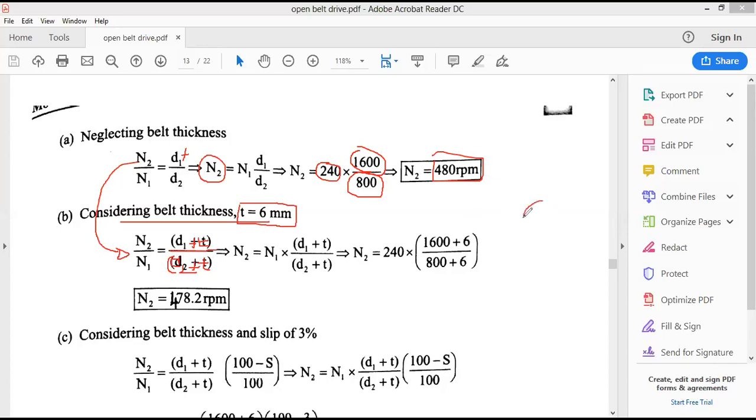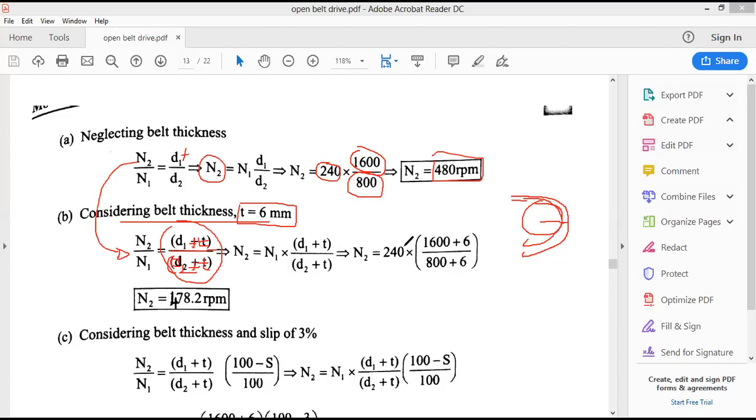If I take one pulley, and this is the belt, the belt has got some thickness. In this case it is 6 mm. So it is like this: this is diameter D2 plus this 6 mm. That is what we are going to do over here. Then calculate.